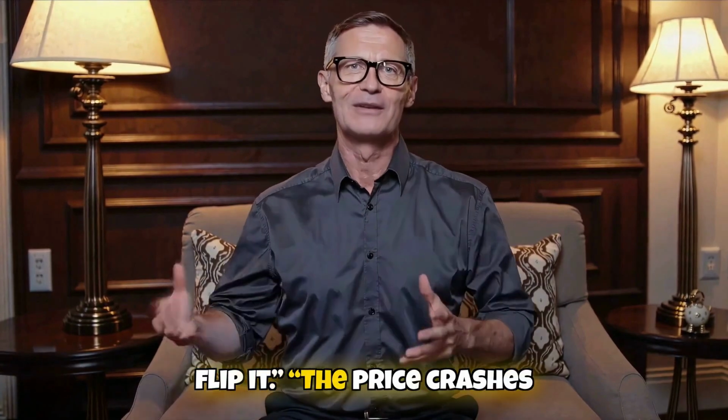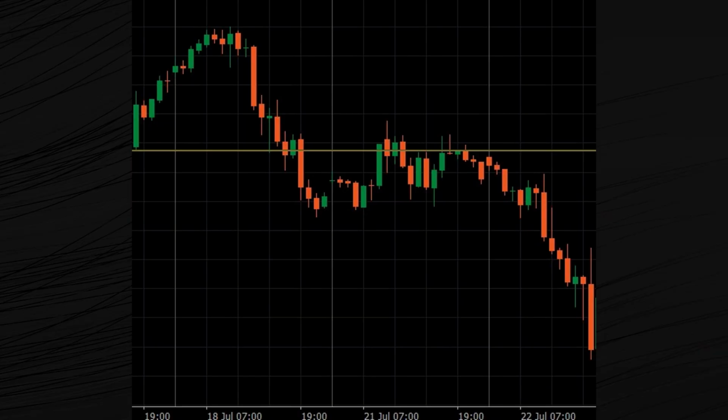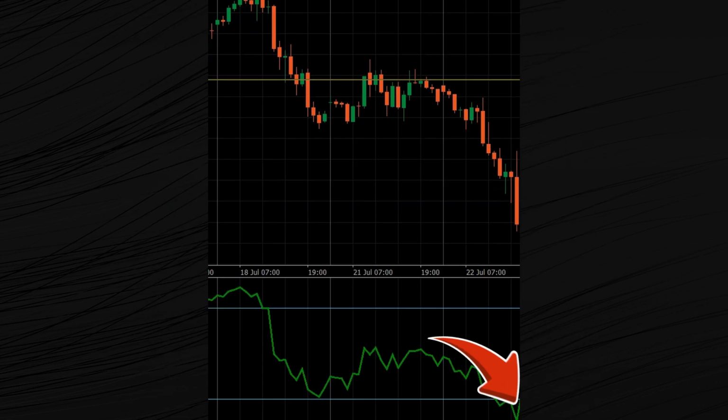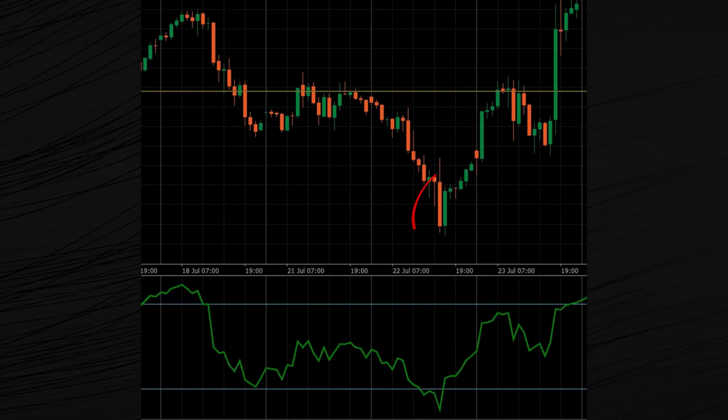Now flip it. The price crashes down after a news release, everyone's panicking. But you check RSI, it's below 25. This market is exhausted. You wait for a small bullish candle, enter, and ride the bounce up while others are still selling and losing. RSI gives you the edge of timing. You don't chase the move, you can predict it and wait for smart entries.